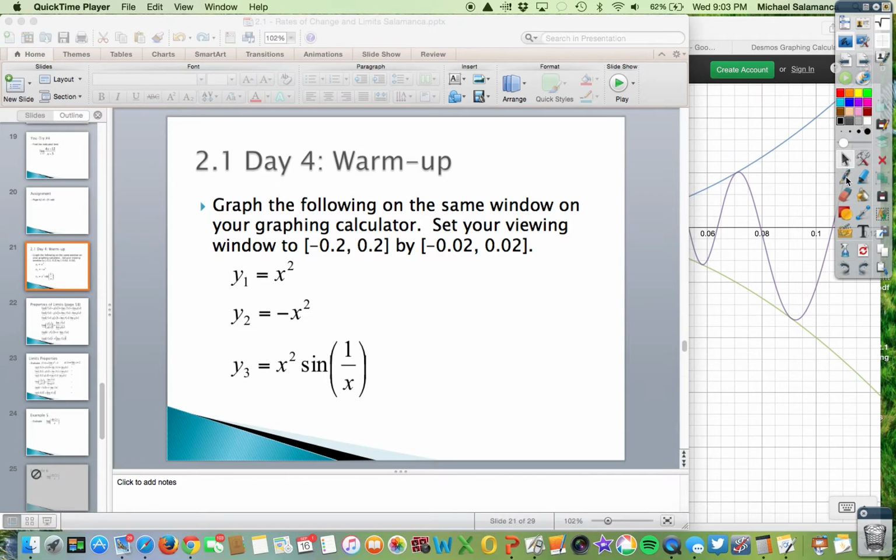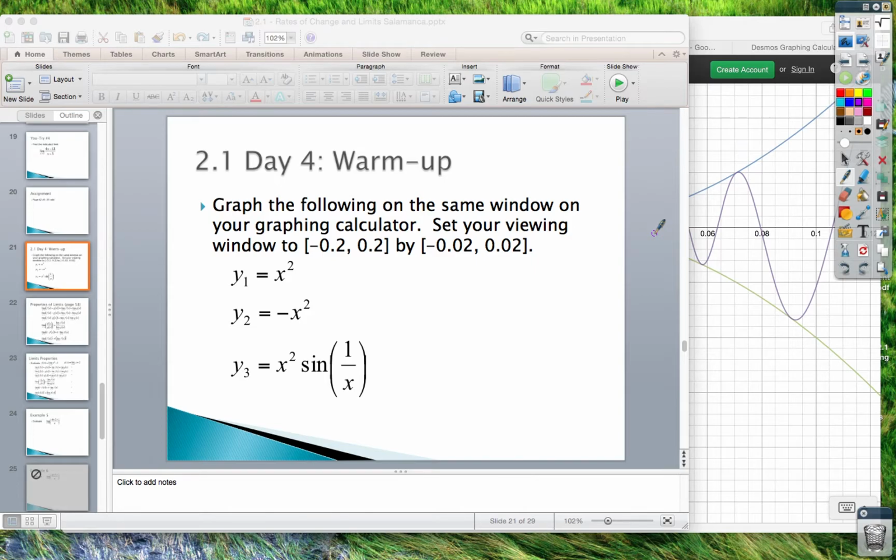Hello students, in today's video we are going to work on finding the limits for more complicated functions. So let's get started. First we're going to have you graph these three functions on your graphing calculator and adjust your window to the following values. Hopefully you've paused your screen and you're just coming back to check your answers now.